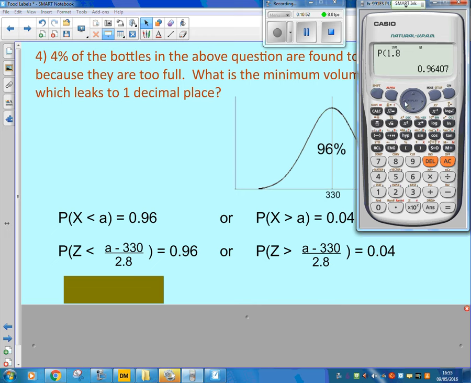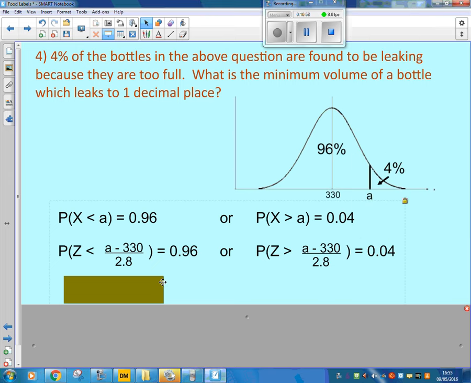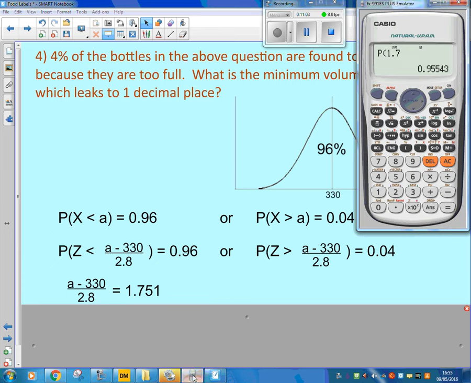0.96, you see I'm gradually starting to get closer, and I will gradually try to home in. And what I find is that I should gradually get to 1.751. When I get 1.751, that's pretty near to the 0.96.